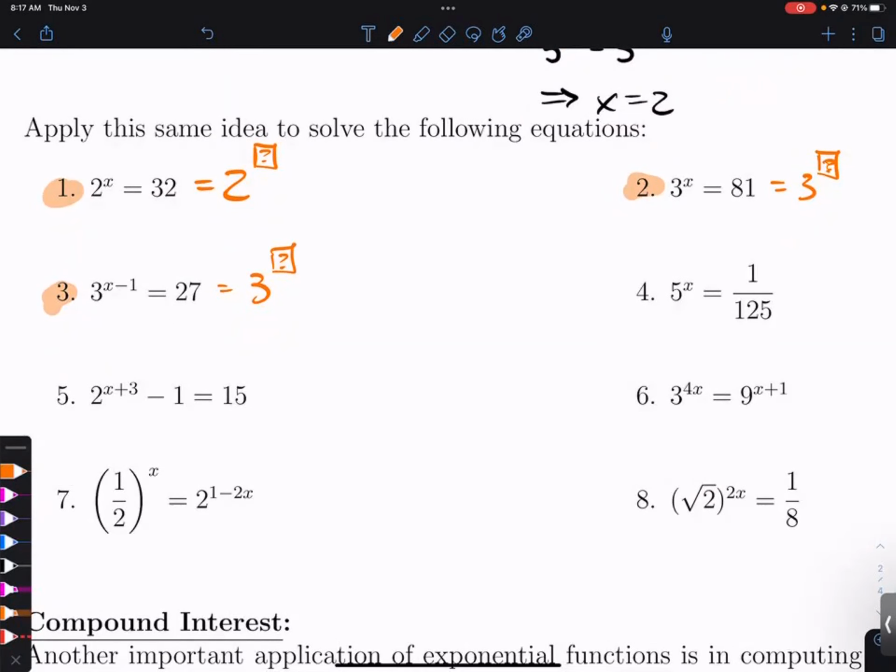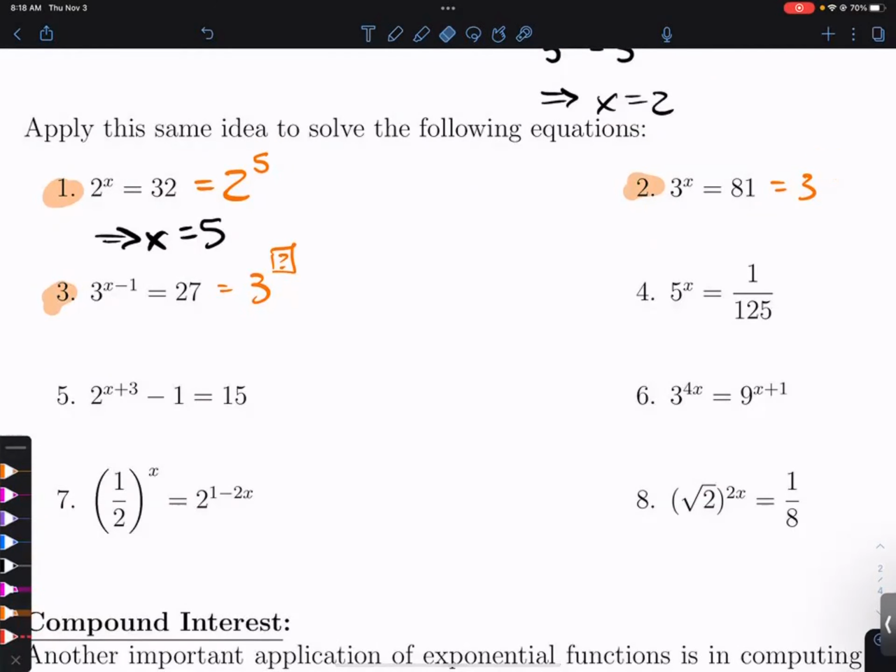Okay, so how can I write 32 as a power of 2? Yeah, 32 is 2 to the 5th, right? And if you're not sure, you can just start multiplying 2 by itself and count, right? 2 times 2 times 2 times 2 times 2 again is 32. So this is 2 to the 5th, which means that x must be 5.